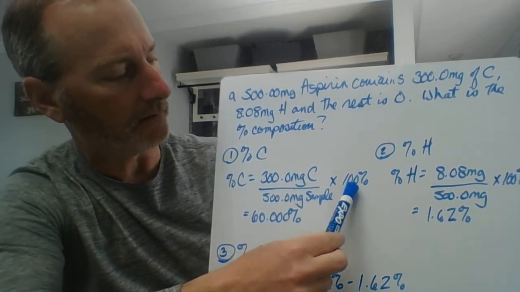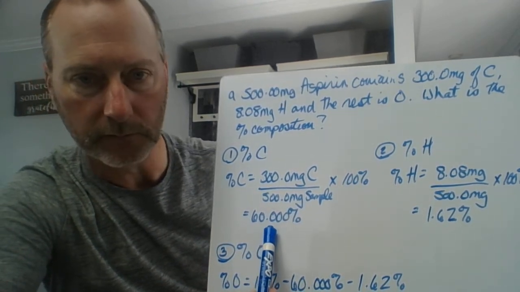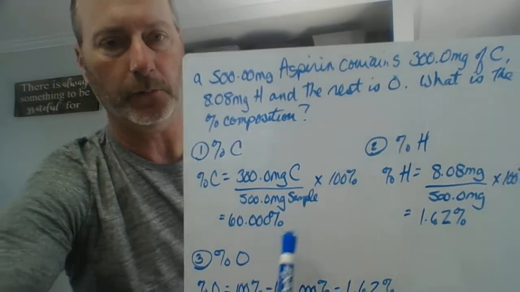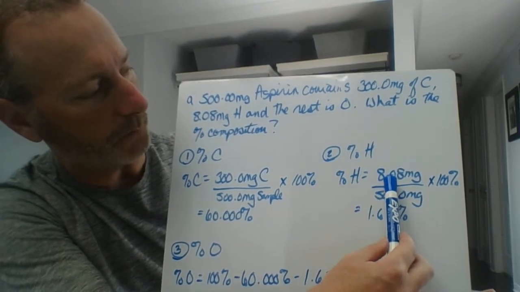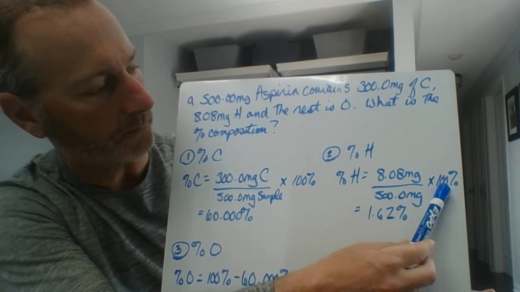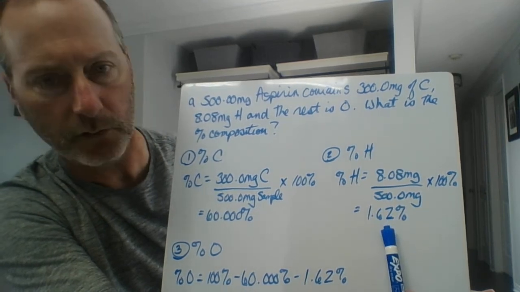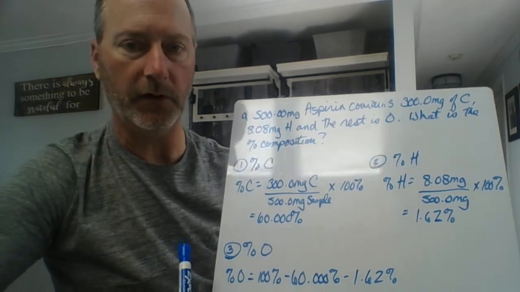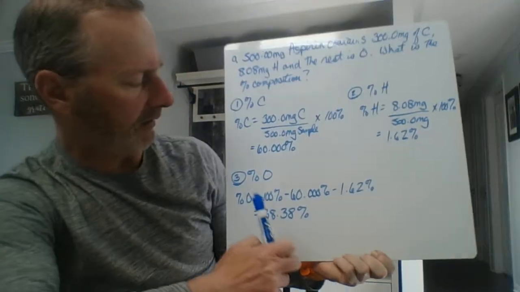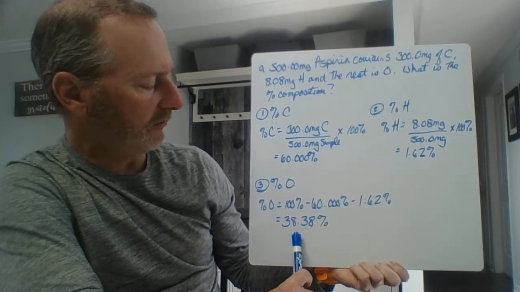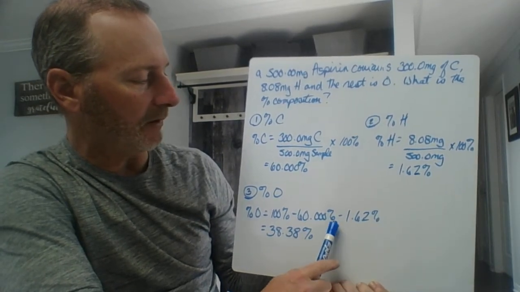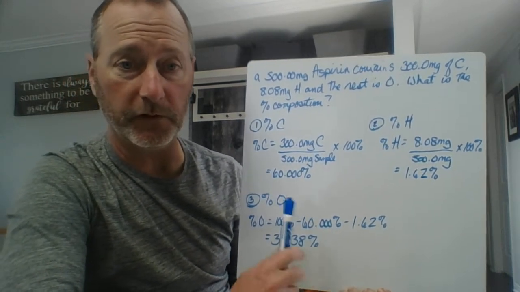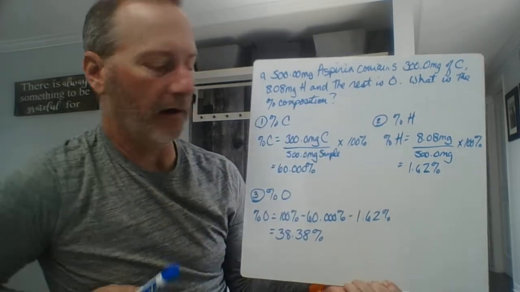Units would cancel, times 100%, 60%. Just like you would do it as 300 out of 500 times 100% is 60%. The other part is the hydrogen: 8.08 milligrams divided by 500 milligrams times 100%, 1.62. And then the last one, you would have to figure out how much of it is oxygen. So you just subtract 100 minus the 60 minus the 1.62. 38.38. So that would be our percentage composition for this particular compound, which is our aspirin tablet.